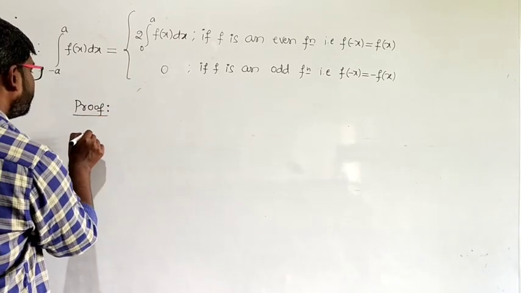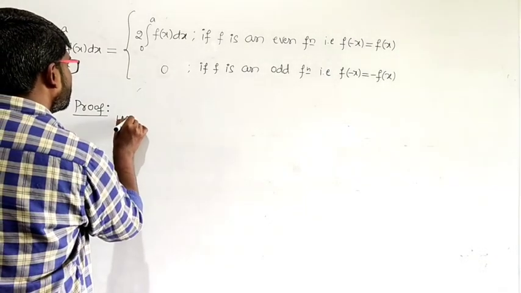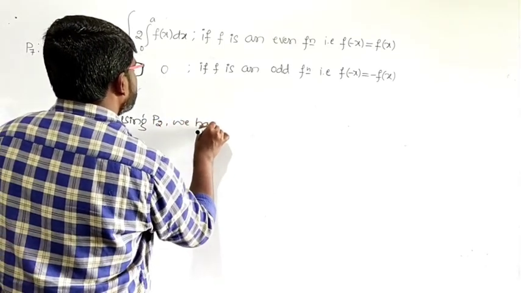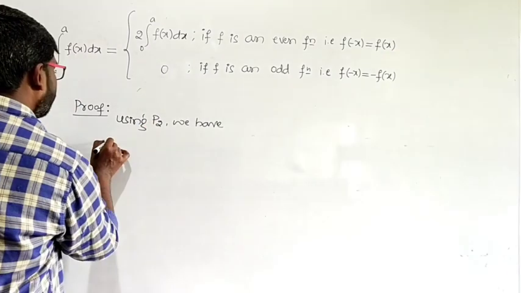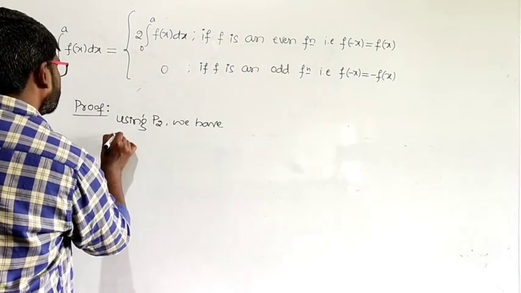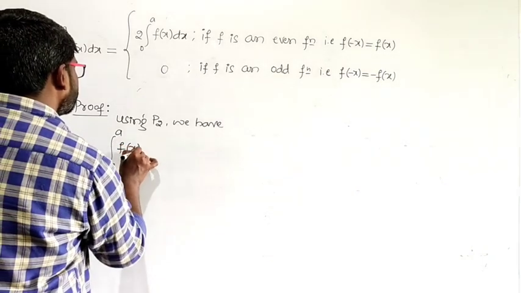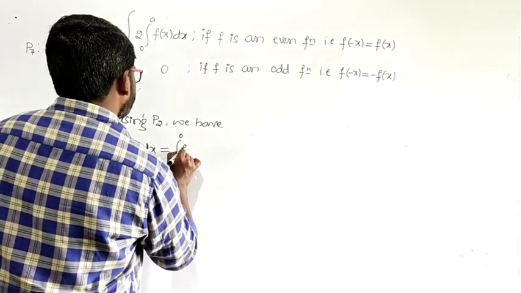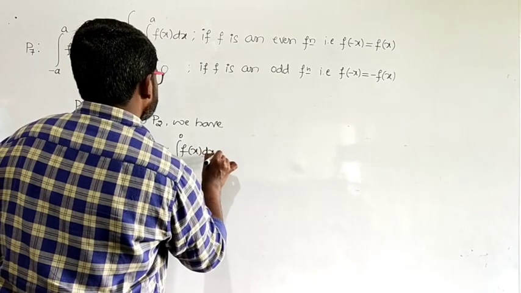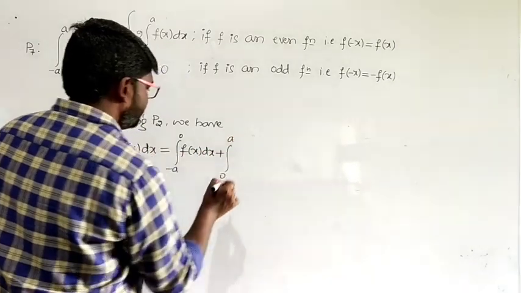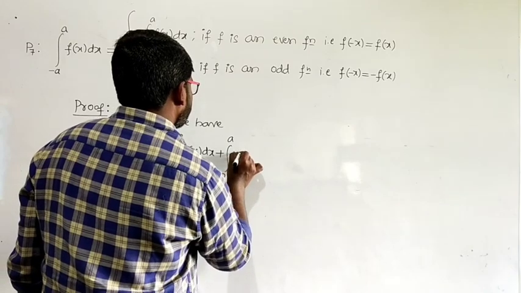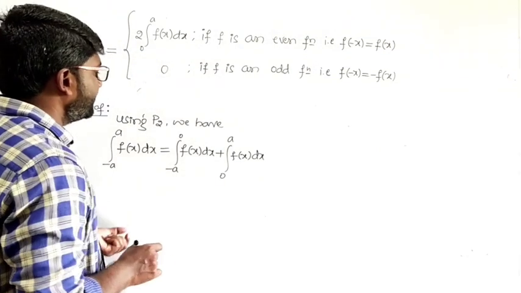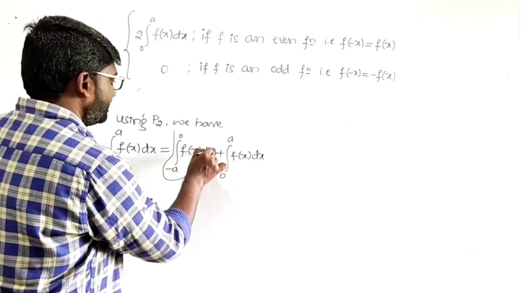Now using P2, we have integral minus a to plus a f of x dx, which is equal to integral minus a to 0 f of x dx plus integral 0 to a f of x dx. So now in this integral we have to go for the substitution.